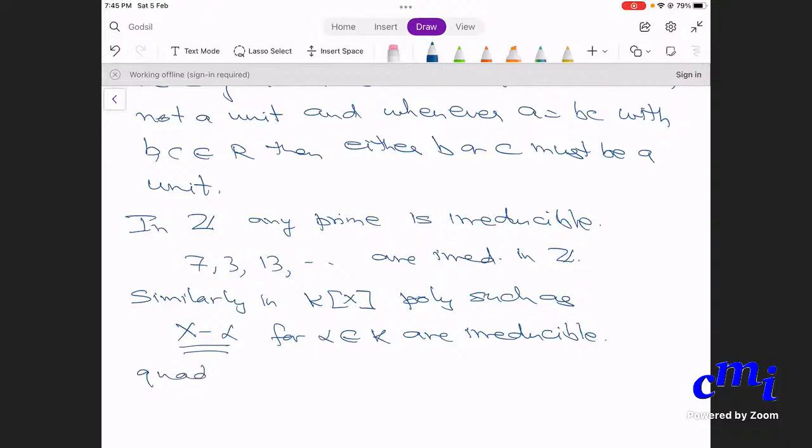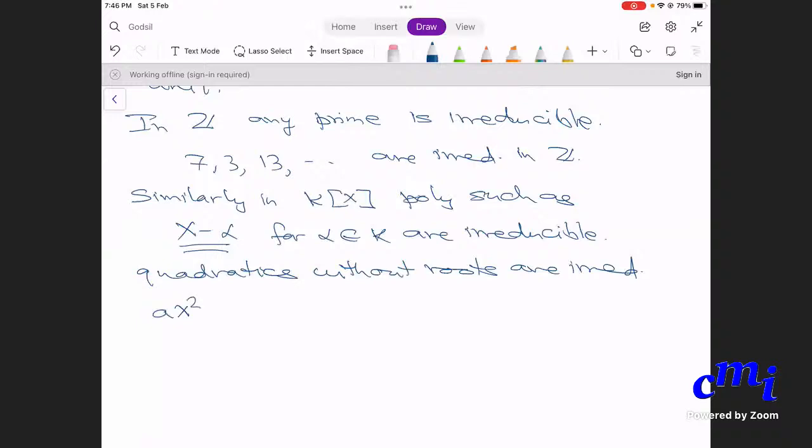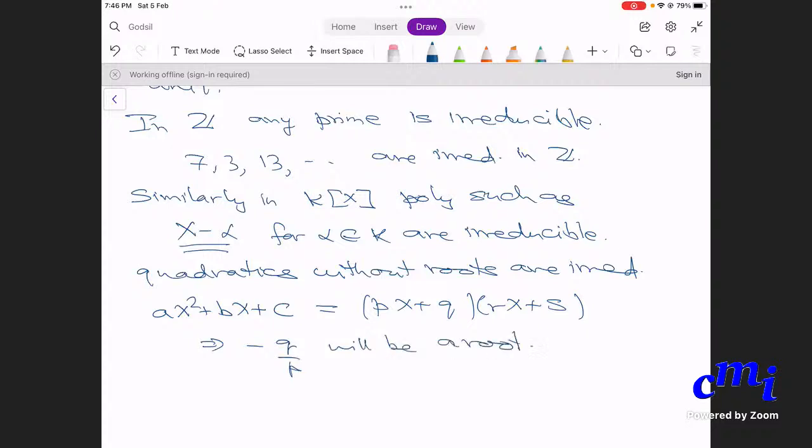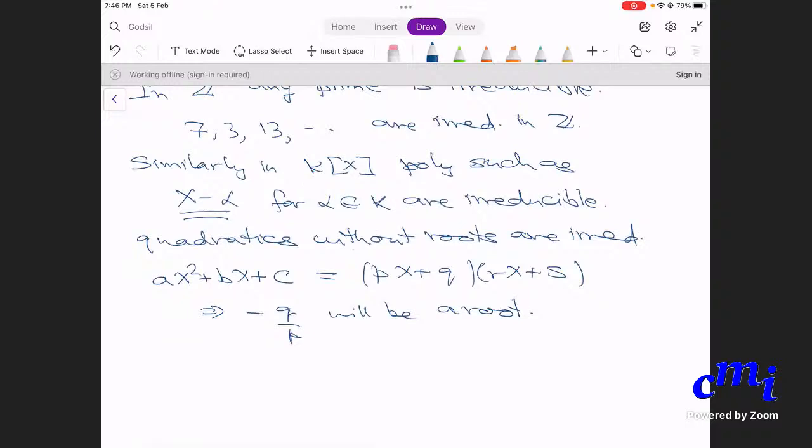Further, quadratics without roots are also irreducible. So if you take some ax squared plus bx plus c, why is it irreducible if it doesn't have a root? If it reduces, then it's the product of two polynomials. Both of them have to be of degree 1, because neither of them should be a unit. So if it reduces, then it's of the form px plus q times rx plus s, which will imply that minus q by p will be a root. If it reduces, it will have a root. So if you have a quadratic without a root, then that will be irreducible.